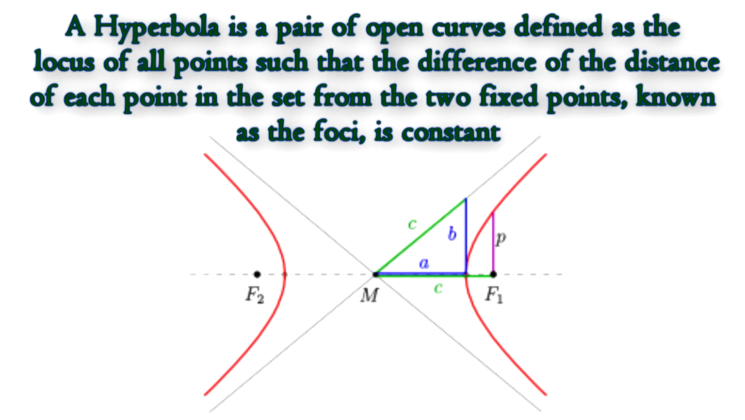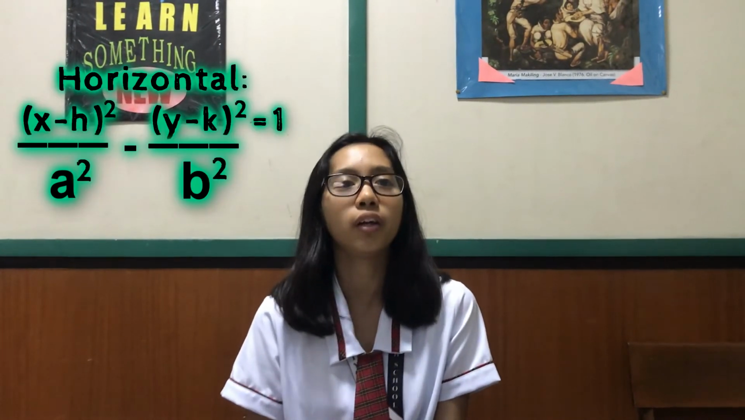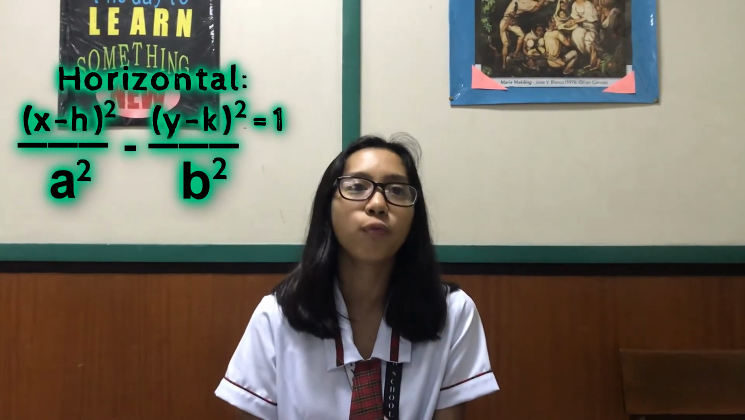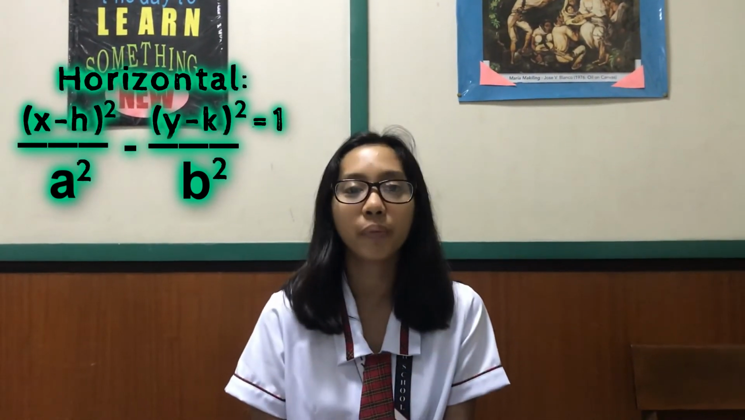Our last topic is hyperbola. What is a hyperbola? A hyperbola is a pair of open curves defined as the locus of all points such that the difference of the distances of each point in the set from two fixed points known as the foci is constant. If the hyperbola is horizontal, the standard form is the quantity of x minus h squared over a squared minus the quantity of y minus k squared over b squared.